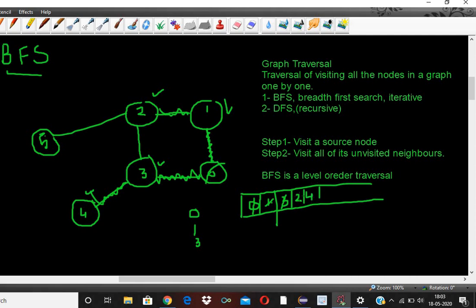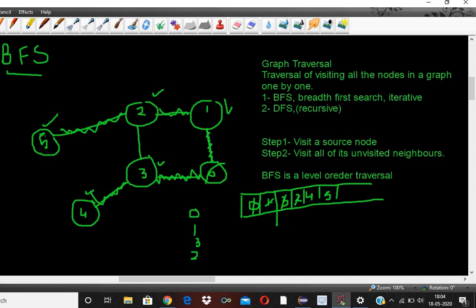In the next iteration 2 will be popped out and we print 2. The neighbors of 2 are 1, 3 and 5. As 1 and 3 are already visited, we will not add them into the queue. We add 5 into the queue and mark it as visited.